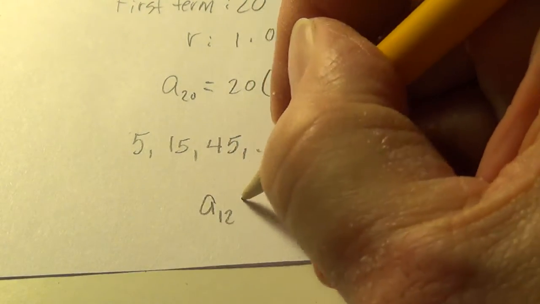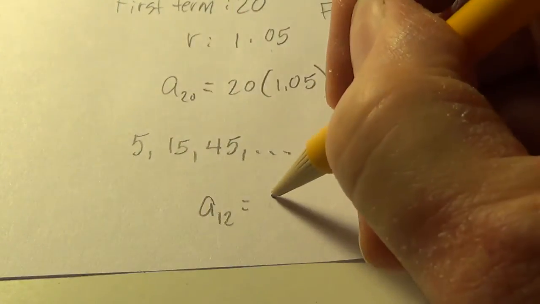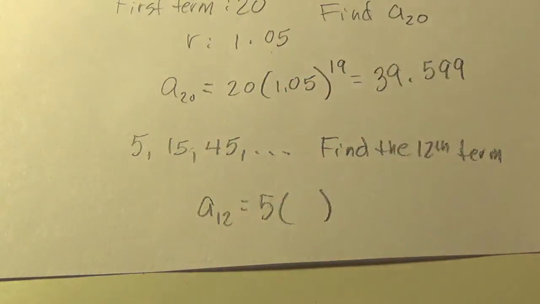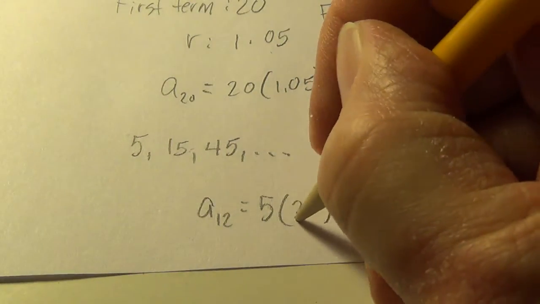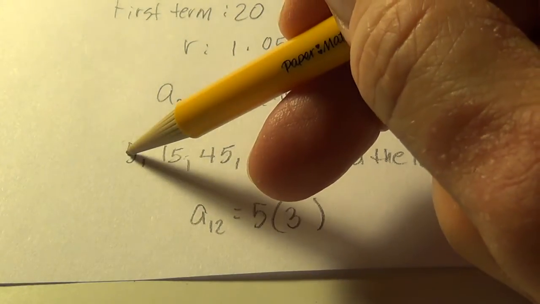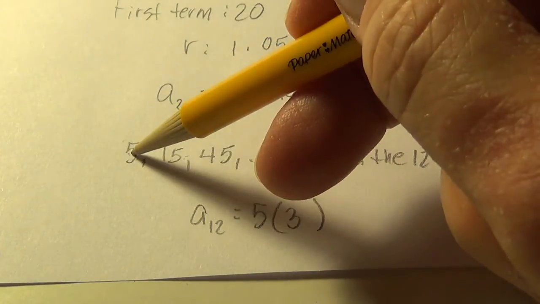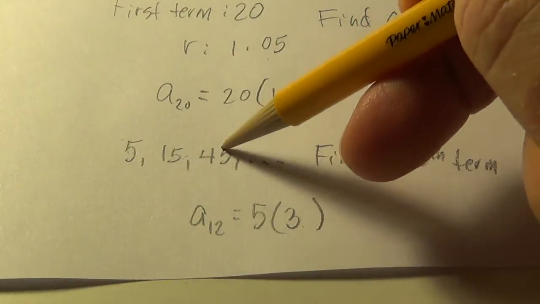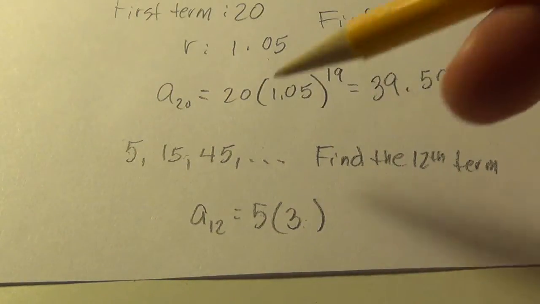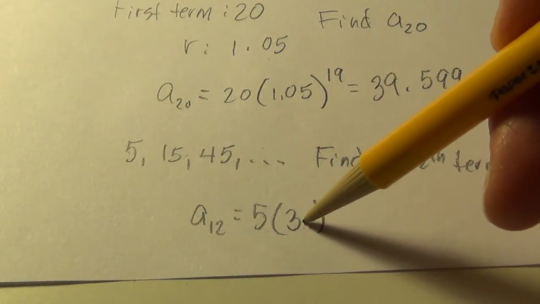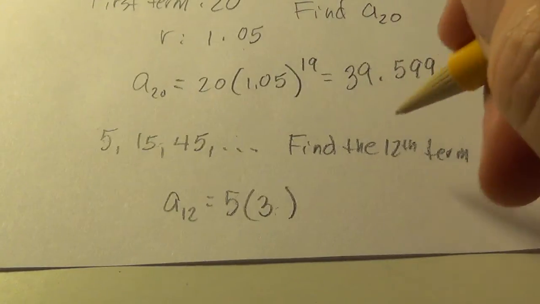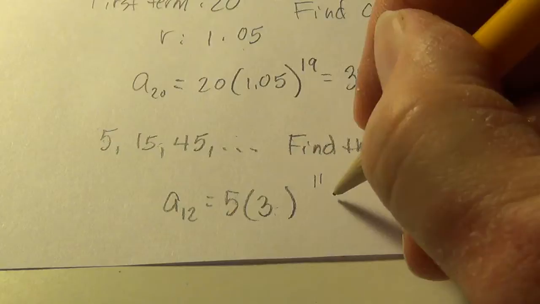A sub 12, the 12th term, is the first term times the common ratio. What did we multiply one term by to get the next? 3. You can always tell by taking a term and dividing it by the previous term. 15 divided by 5 is 3. 45 divided by 15 is also 3. Any consecutive term divided by the previous term will give you the common ratio. And now we have to raise it to the n minus 1, which is 11.